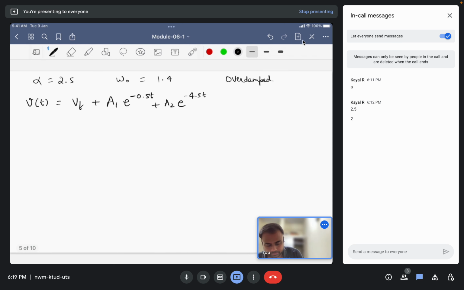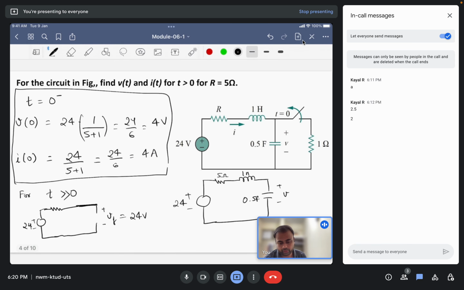So let us put Vf. Vf is 24 volts. Now plus A1 e to the power minus 0.5t plus A2 e to the power minus 4.5t. Okay, now we have to take the two conditions. So suppose first of all you have to find the voltage at 0 time. We have to use those initial conditions that we have already found. So we have already calculated the initial conditions. So these are the initial conditions. So we already know V at 0. So let us substitute V at 0.